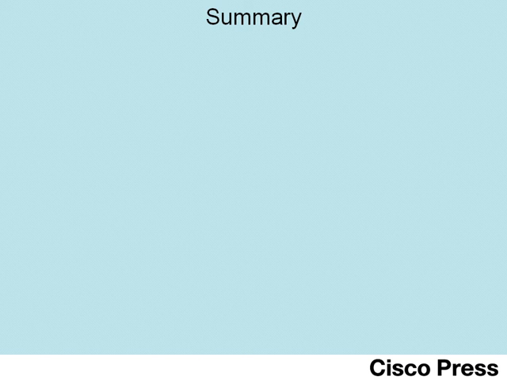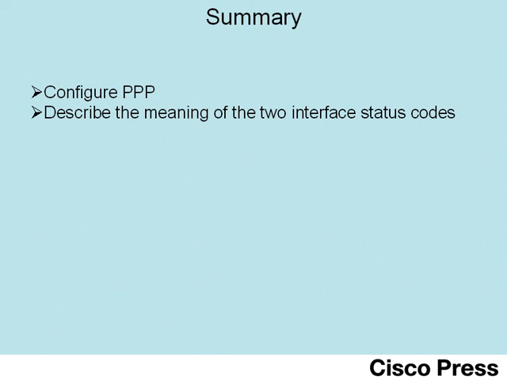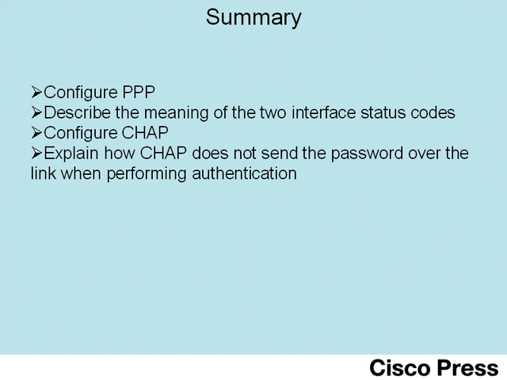This concludes ICND2 Lab 9. In this lab, you've learned how to configure PPP as well as how to describe the meaning of the two interface status codes. You've also learned how to configure CHAP, and you've heard an explanation as to why CHAP does not send the clear text password over the link but can still authenticate the endpoints.